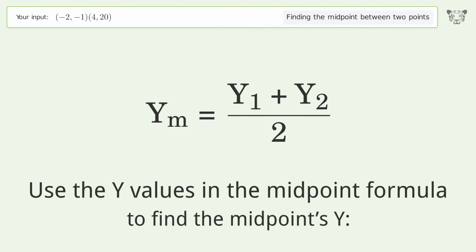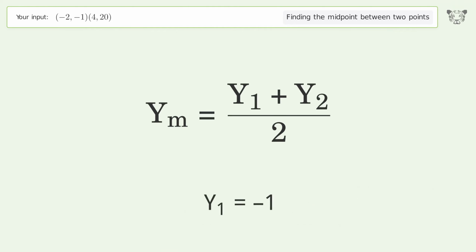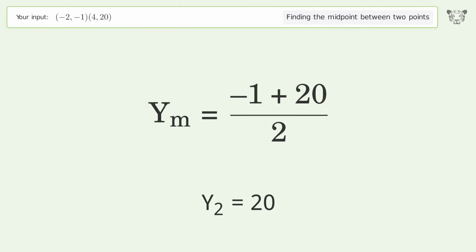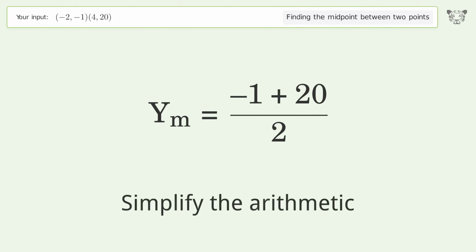Use the y values in the midpoint formula to find the midpoint's y. y1 equals -1. y2 equals 20. Simplify the arithmetic.